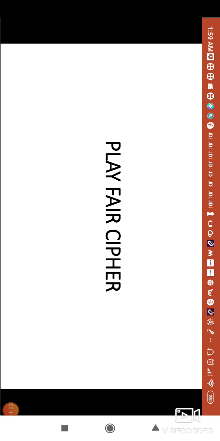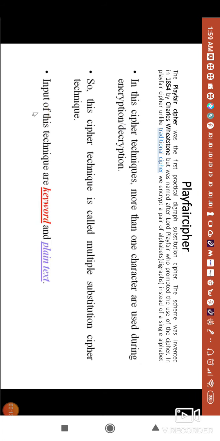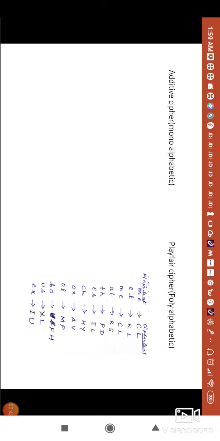The Playfair cipher algorithm is one of the examples of traditional substitution cipher techniques, and it is an example of a polyalphabetic cipher. Here more than one character is used for encryption and decryption. That's why it's called a multiple substitution cipher technique. The inputs for this algorithm are the keyword and the plain text.